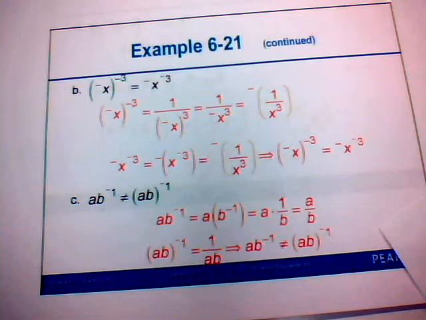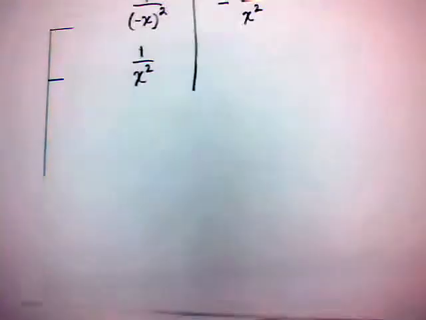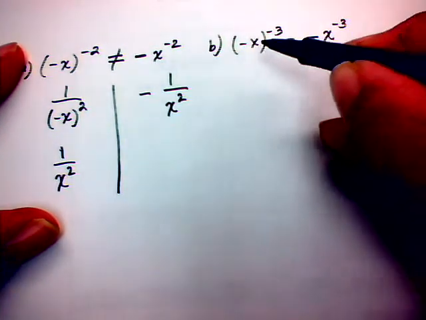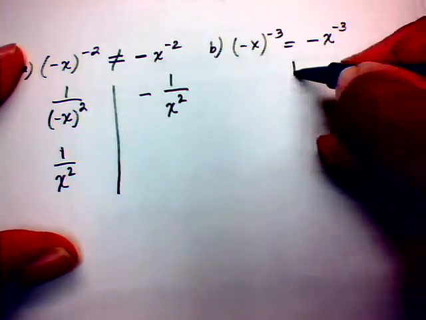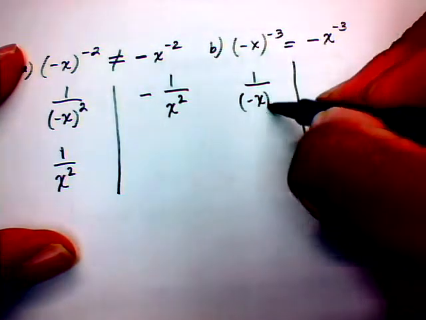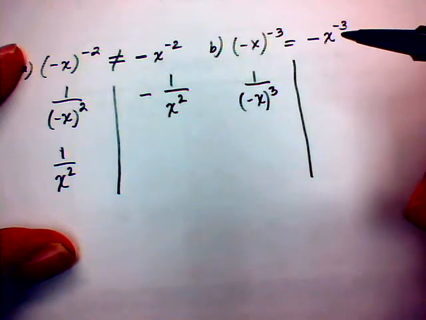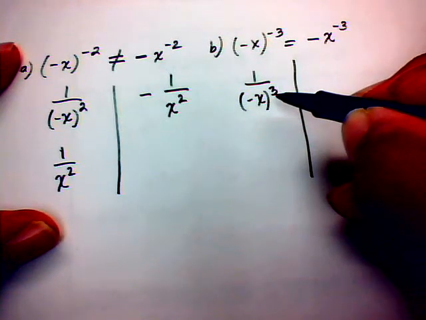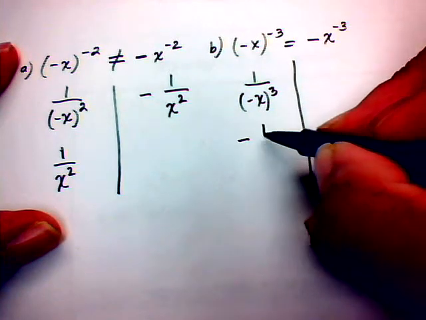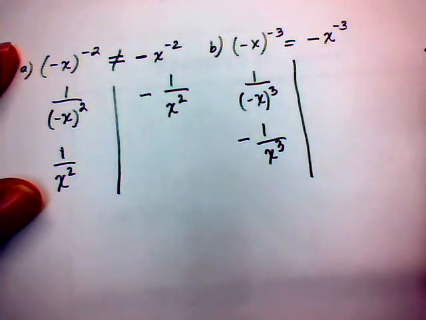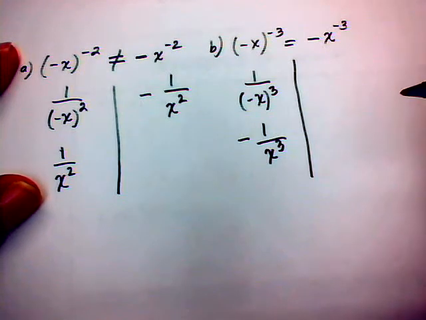And I want to show that it's equal to the opposite of x to the negative third power. So this is part B right here. Now what I'm going to do here is, on the left side, I'm going to write this as 1 over negative x, and that's going to be raised to the positive third power. Now, a negative raised to an odd power is going to be negative. So I can go ahead and put the negative there, then put 1 over x to the third power. So I get negative 1 over x to the third power.